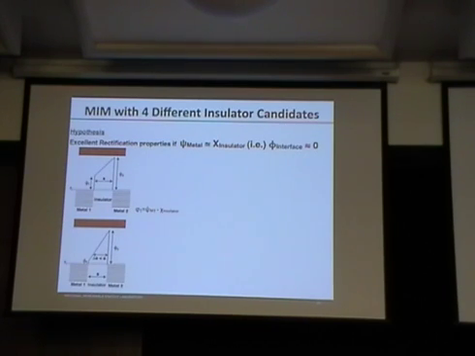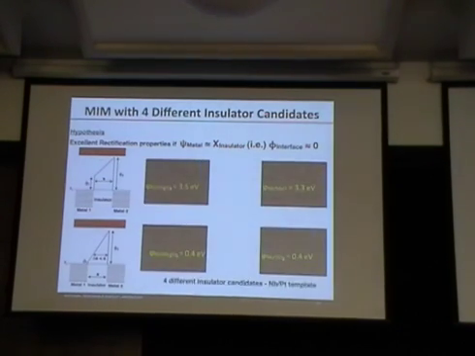Now, because of time, I'm not going to go through all the details, but suffice to say that we've been able to basically put together, oh, that's an unfortunate color choice.